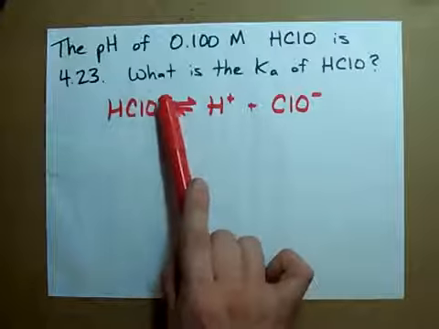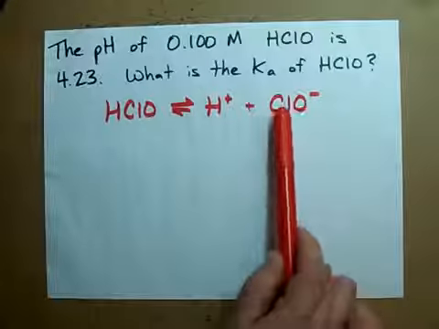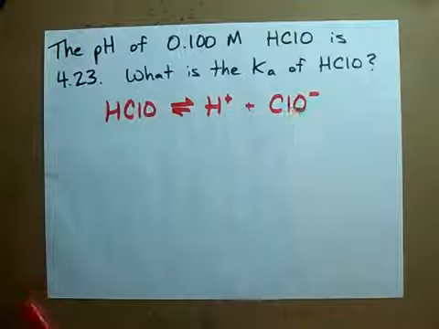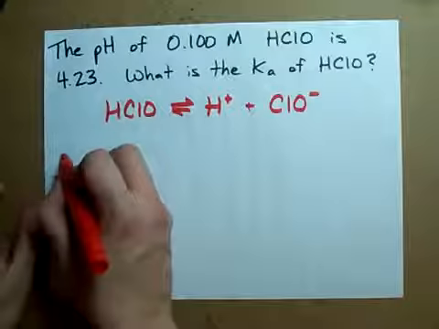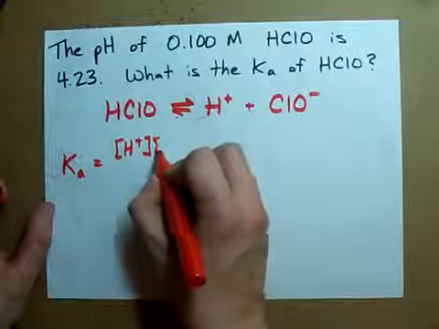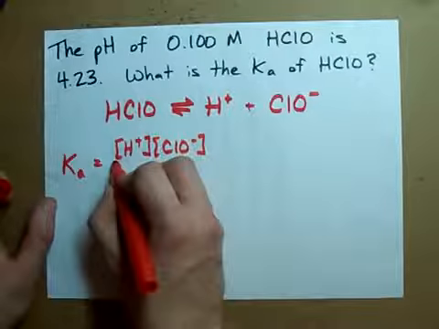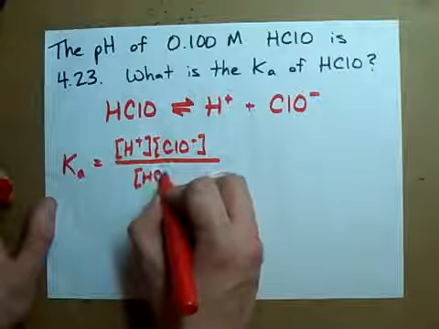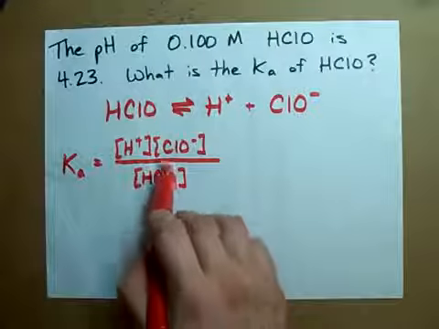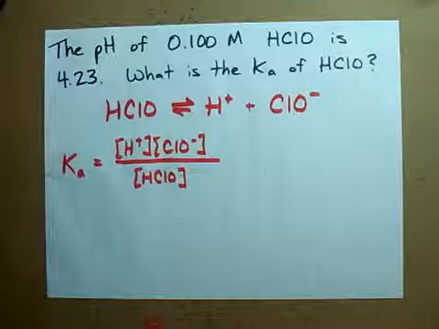If HClO broke up in solution, it would make an H plus ion, and it would provide a ClO minus ion. I believe that's the hypochlorite ion. The Ka is the value of the equilibrium expression, which is the concentration of each of the products of the reaction divided by the concentration of the reactants. In this case, it's just HClO, and these are concentrations at equilibrium.